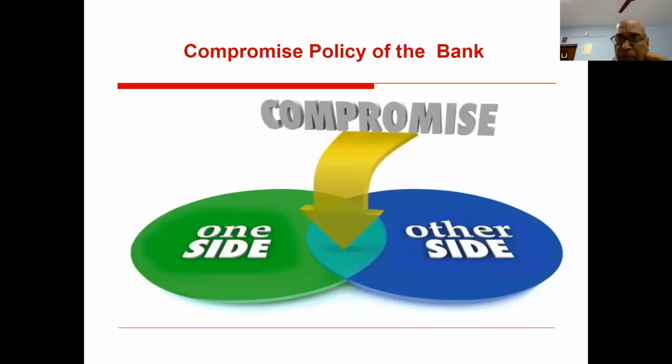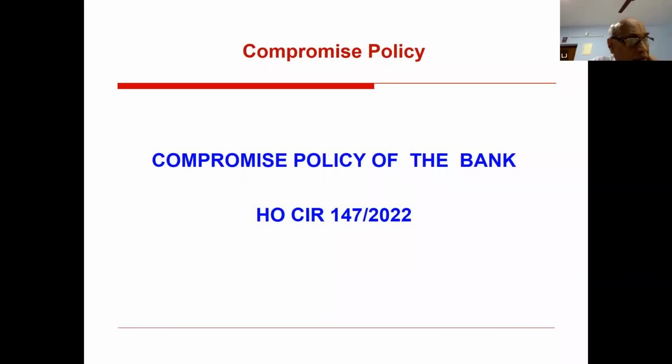Yesterday I started this policy. I told you every year, the bank comes out with various policies. One policy is the loan recovery policy of the bank. There is no separate circular for the compromise policy of the bank. The policy is the loan recovery policy of the bank, HO circular 147/2022. In that loan recovery policy, after the loan becomes NPA, what are all the avenues available for the bank to recover the NPA account?